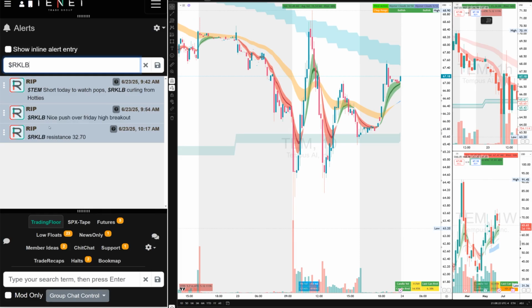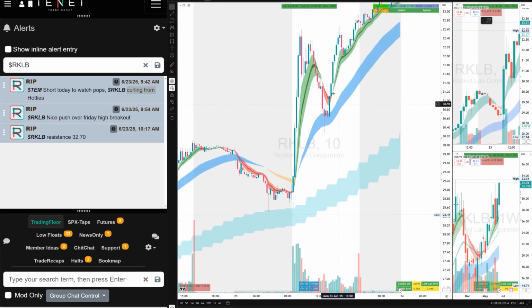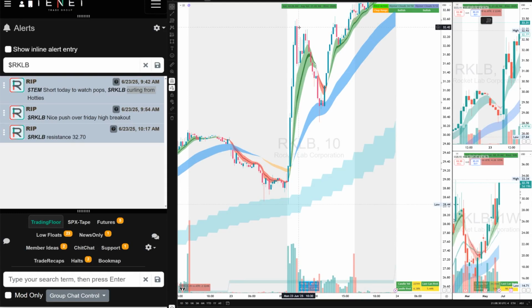Let's look at Rocket Lab. Rocket Lab was same thing, curl here. And Rocket Lab ran from this curl, 512 curls, all the way to $32, right? You see that it's all repeatable setups. All right, so let's look at a few more setups here that we traded in the community.